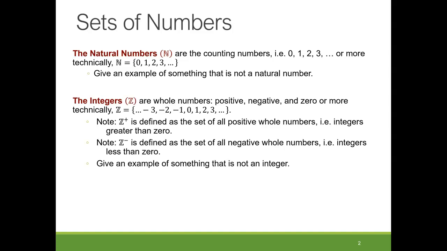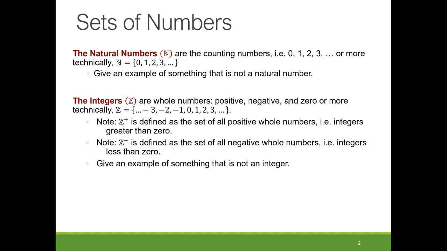So examples of things that might not be a natural number. Can anybody give me a number that's not a natural number? Just shout them out. 0.2, excellent. Why is it not a natural number? Because it's not a whole number, right? It's got a decimal to it. What else? 7.6 for the same reason.